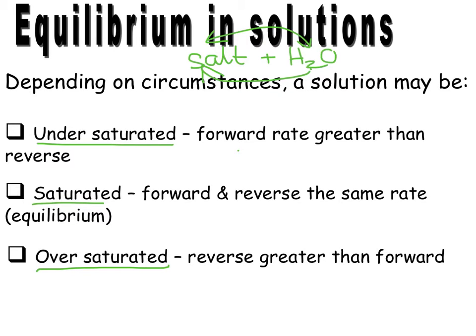Remember, the salt might be anything. It might be copper chloride, it might be sodium chloride, it might be potassium sulfate. There are all sorts of different salts, and salts are just some or other ionically bonded substance, a metal and a non-metal ion bonded together.